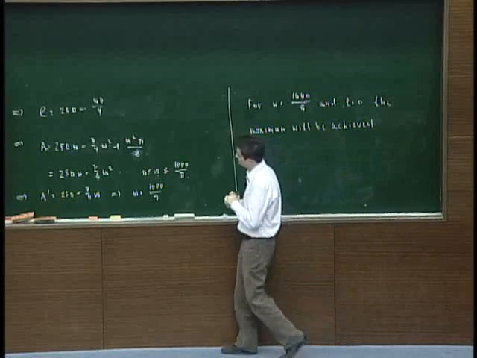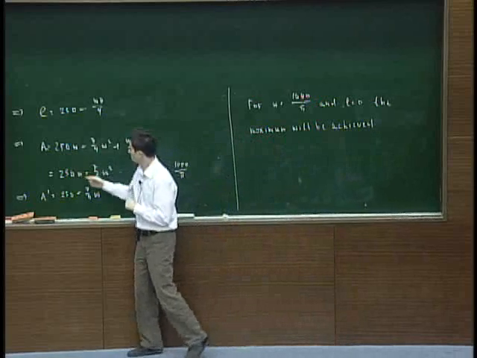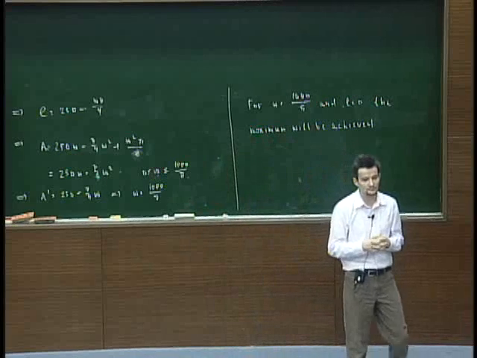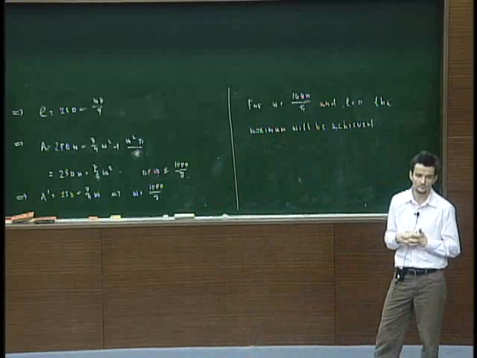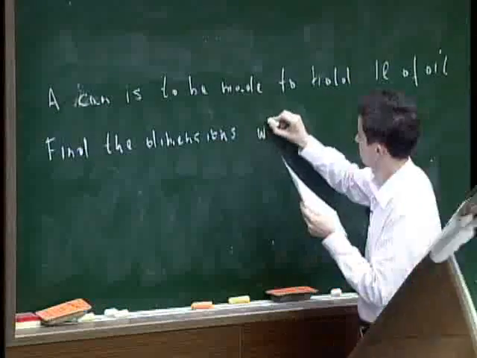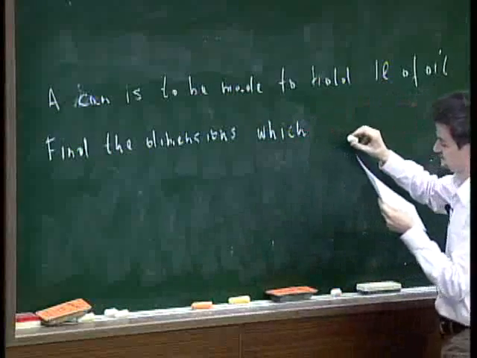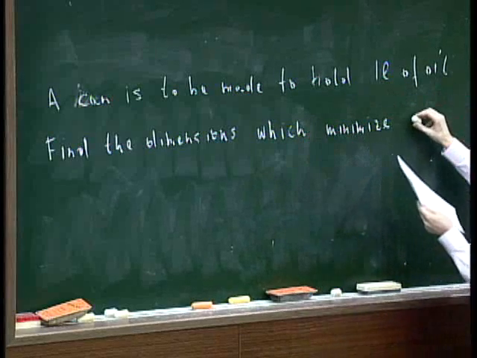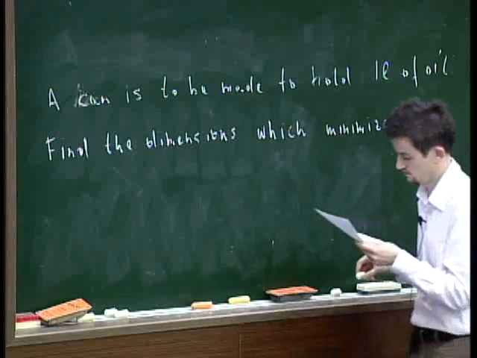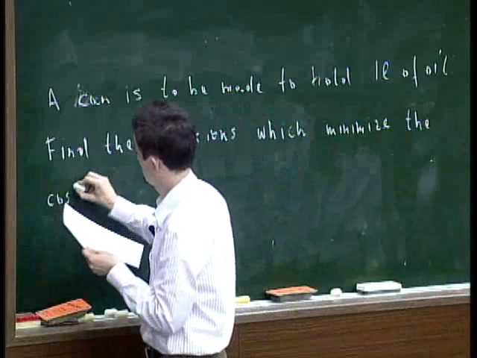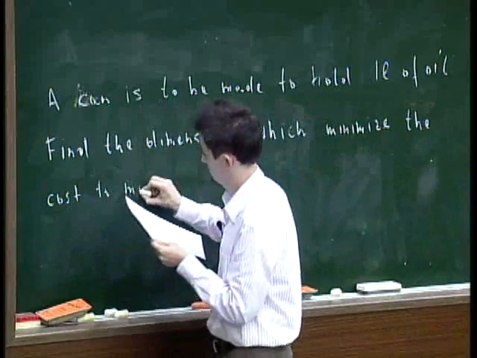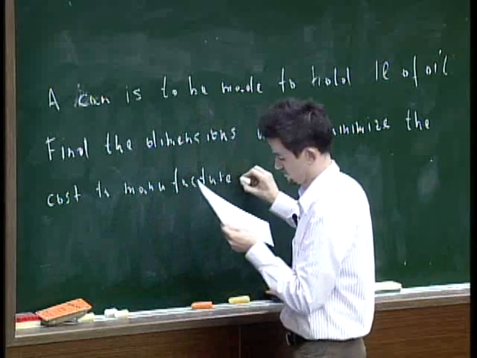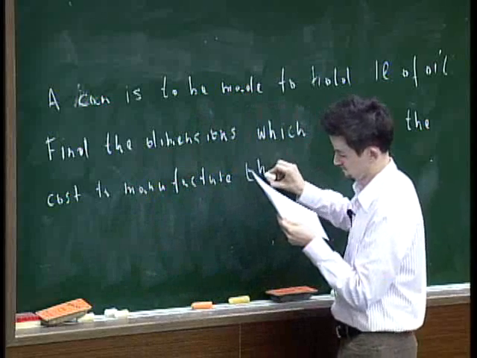If you discuss a function on a closed interval, it's easy to find the absolute maximum because we have a method which is called the closed interval method. One of the examples in our textbook is you have given a cylindrical can which is to be made to hold 1 liter of oil. What you are asked is to find the dimensions that will minimize the cost of the metal to manufacture the can.